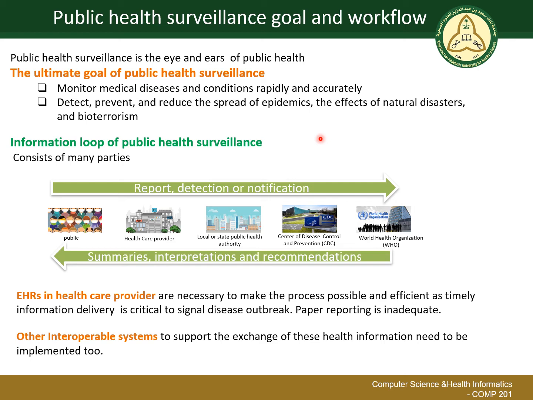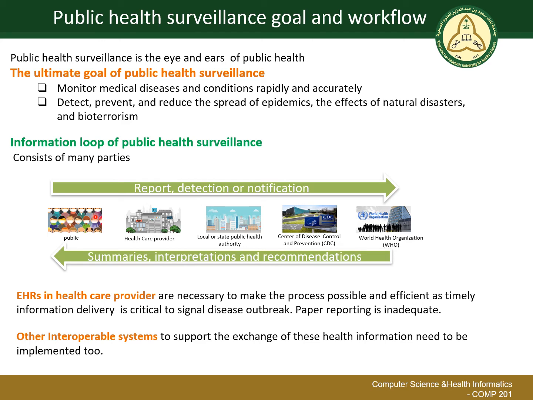By monitoring the population, the government can figure out the most affected city, and try to detect, prevent, and reduce the spread of the epidemic by taking precautionary measures, such as locking down the cities or locking down specific neighborhoods, and other preventive measures.